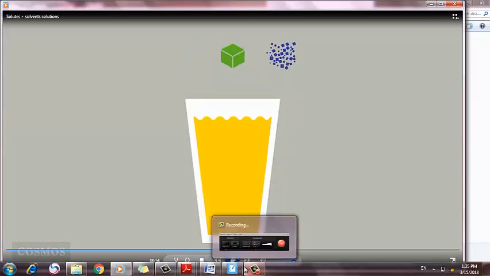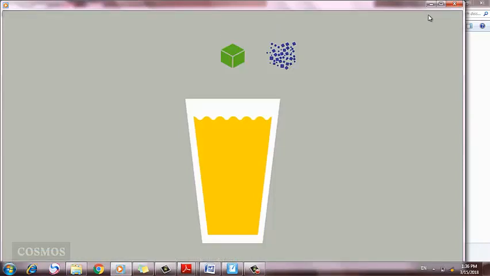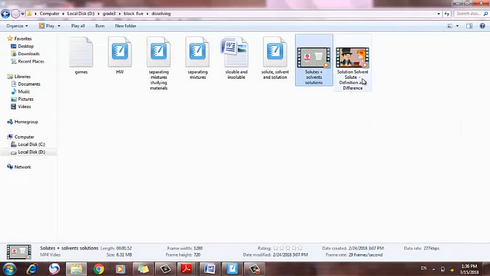Exactly. As we see in our video, jelly can dissolve in water, so jelly is the solute while water is the solvent. Sugar dissolves in water, that's why we call it soluble in water. Sugar solute is soluble in water solvent, while sand cannot dissolve in water, that's why we call it insoluble.